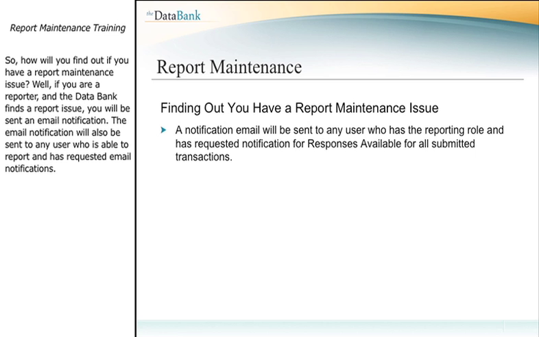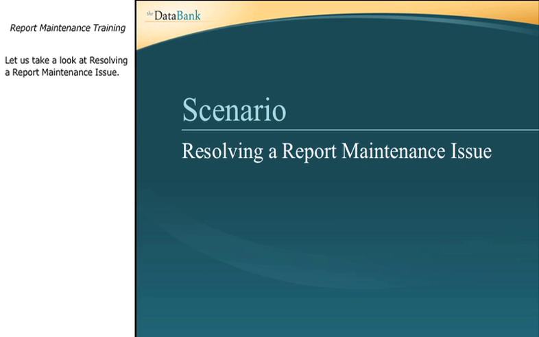So, how will you find out if you have a report maintenance issue? Well, if you are a reporter and the DataBank finds a report issue, you will be sent an email notification. The email notification will also be sent to any user who is able to report and has requested email notifications. Let us take a look at resolving a report maintenance issue.